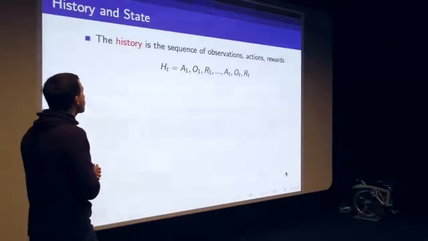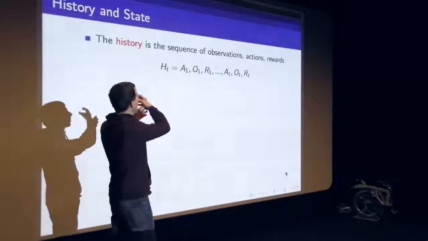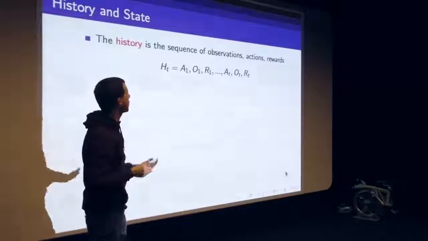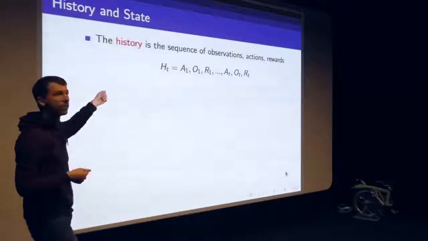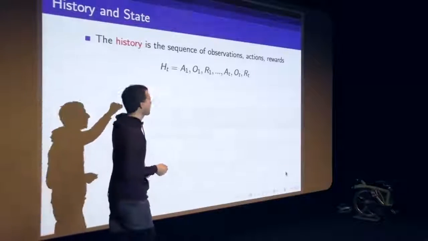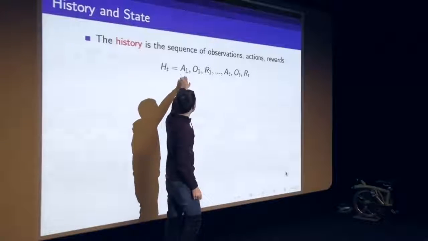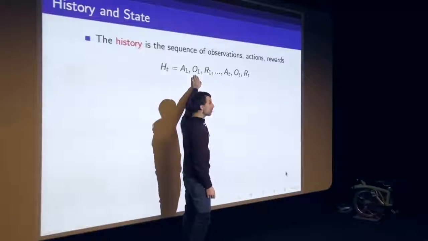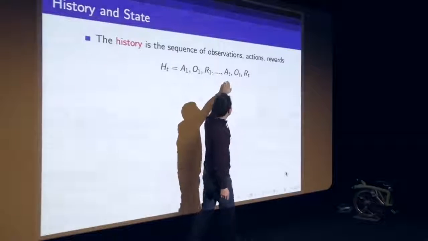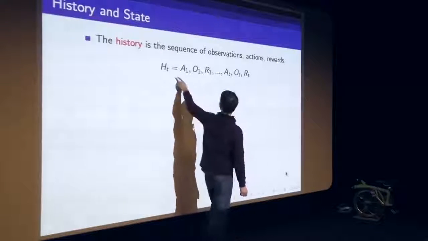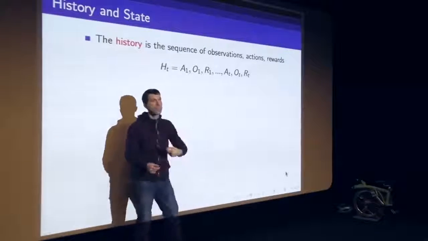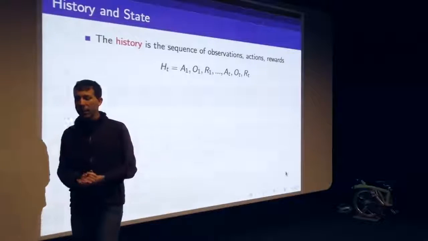Okay. So this stream of experience that comes in, this sequence of observations, actions, rewards, we call it the history. So the history is what the agent has seen so far. So each step it takes its action, sees an observation, sees a reward, all the way up to the current time step t. And the history, h_t, is basically the sequence of everything it's seen so far.